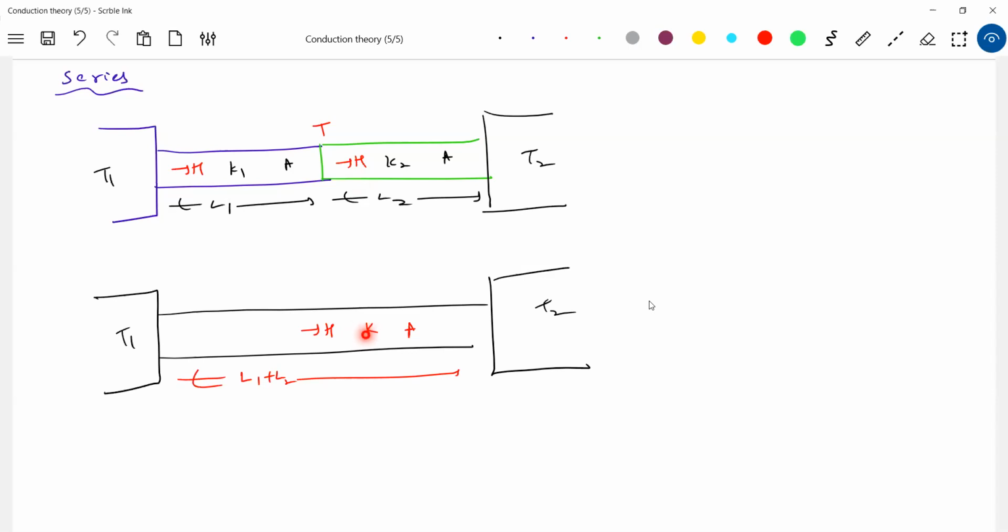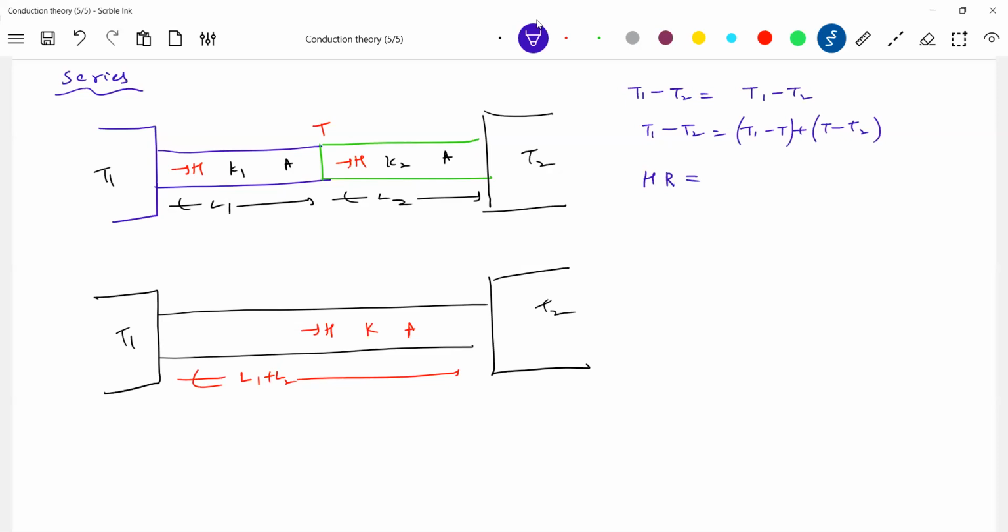I want an equivalent material. Therefore, I'm going to search like this. Let me take the temperature as T. So here we can write T1 minus T2 equal to H into the resistance R. Go back to Ohm's law: potential difference equals current into resistance. So here, heat current into resistance R. Similarly, looking at these rods, T1 minus T is H into R1, and T minus T2 is H into R2. So therefore, R is equal to R1 plus R2.